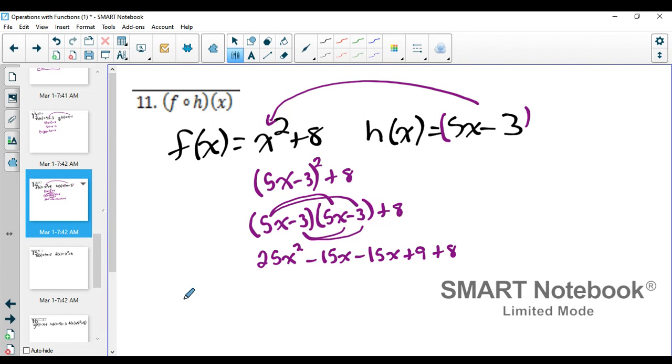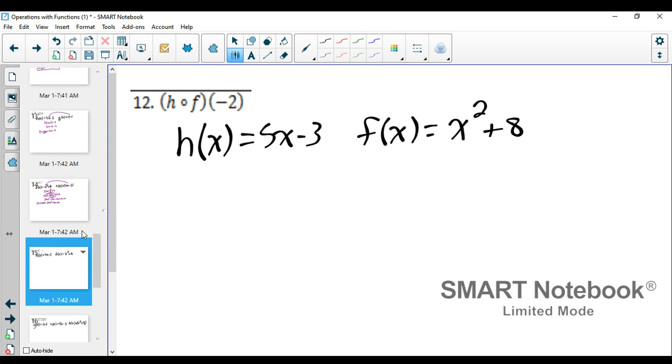And now combine like terms. I'm going to write the f of h of x over here. So there aren't any more x squareds. So 25x squared, minus 15x and minus 15x is minus 30x. And then 9 plus 8 is 17. And there we go. That's our final answer. So f of h of x equals 25x squared minus 30x plus 17.